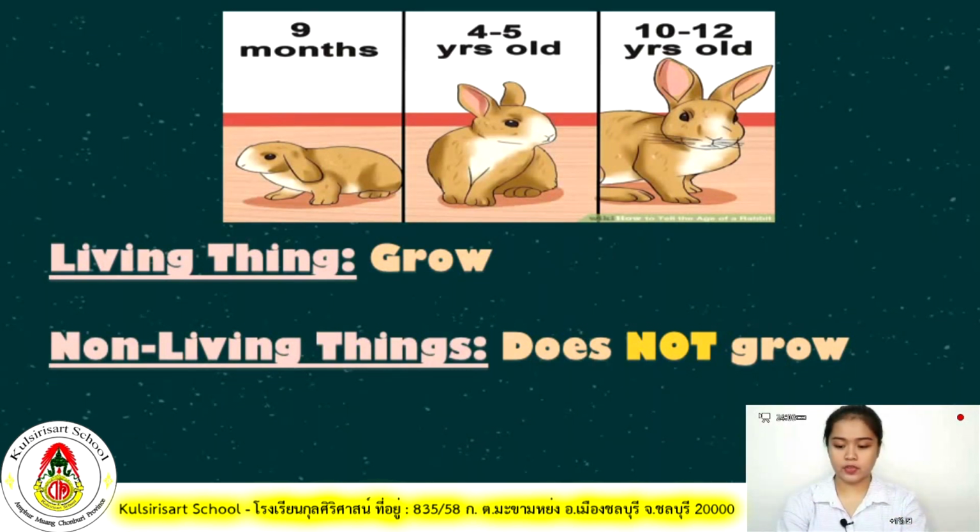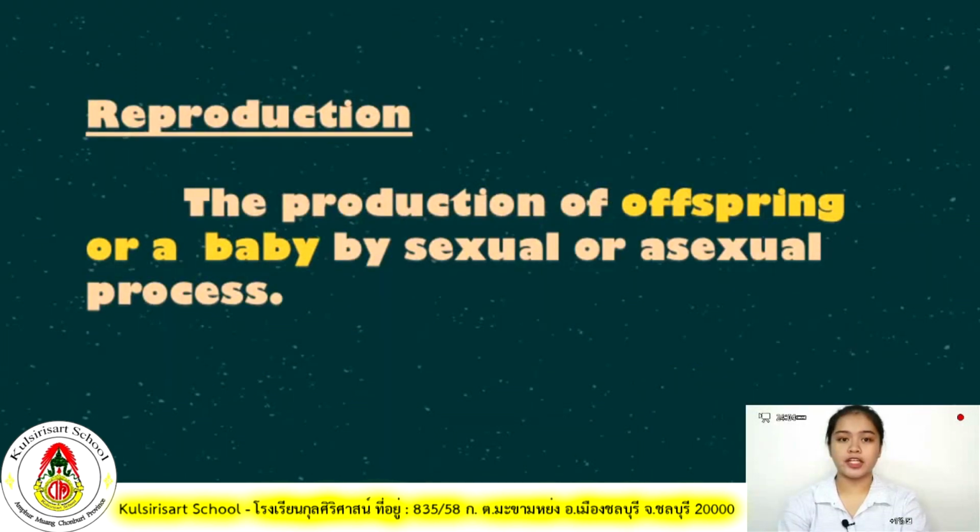Okay, the next one is reproduction. Everybody say reproduction. Very good. Reproduction is the production of offspring or a baby by sexual or asexual process. Can you read it again with me? Reproduction is the production of offspring or a baby by sexual or asexual process.